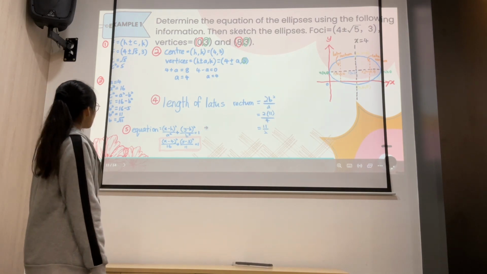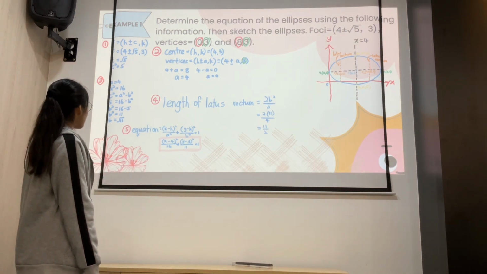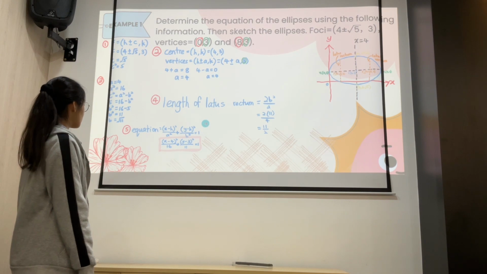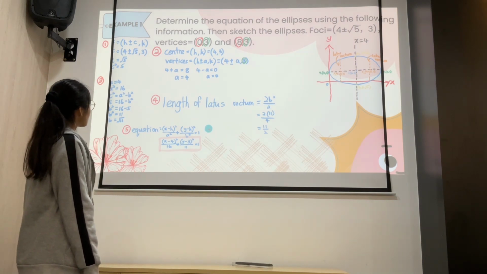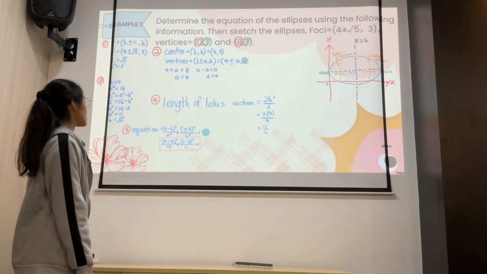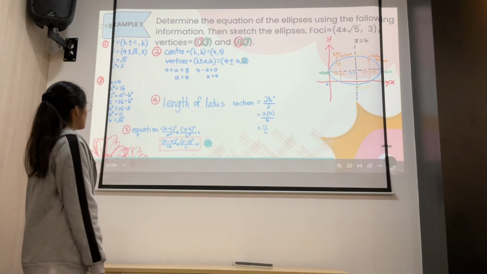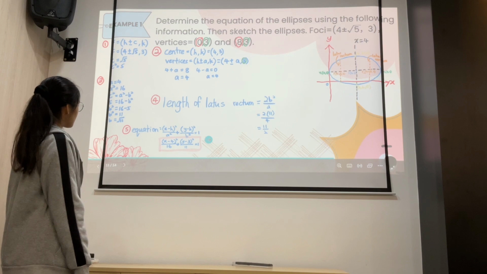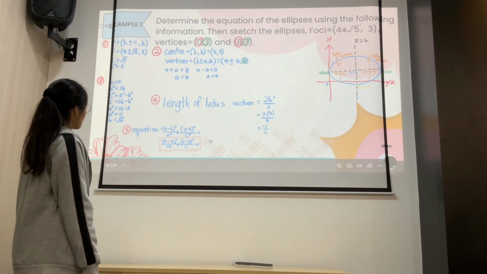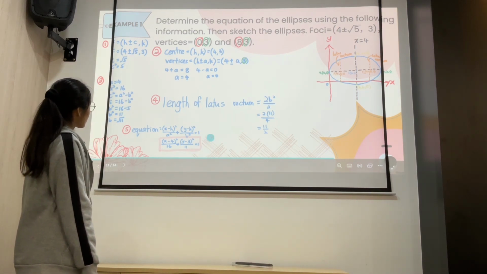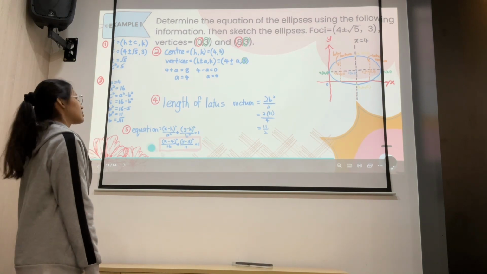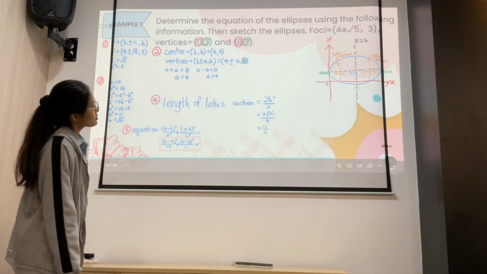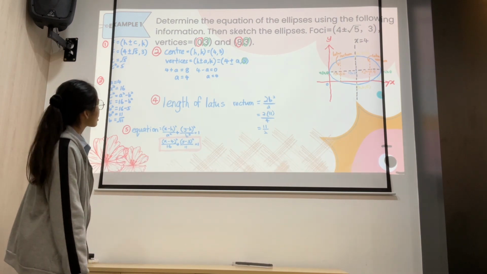From the standard equation, x minus h squared over a squared plus y minus k squared over b squared equals 1, we substitute the values and get x minus 4 squared over 16 plus y minus 3 squared over 11 equals 1. So this is our graph.